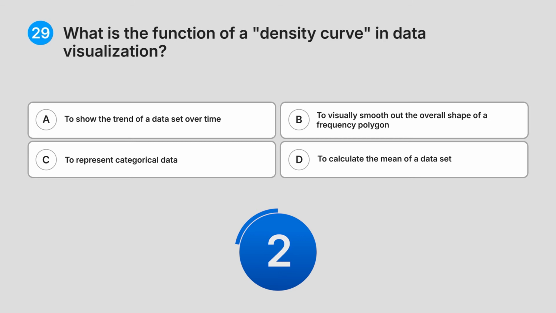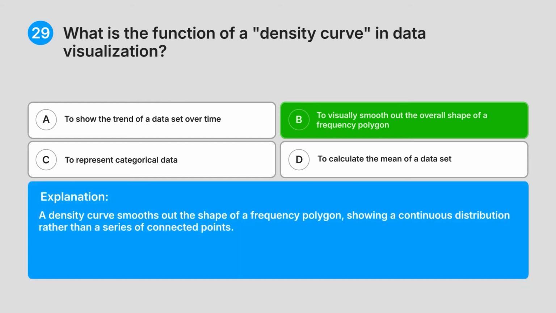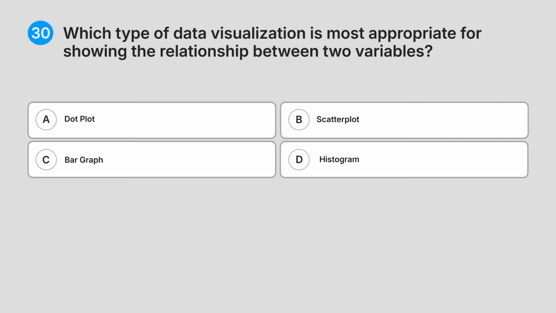Correct answer. B. To visually smooth out the overall shape of a frequency polygon. Explanation: a density curve smooths out the shape of a frequency polygon, showing a continuous distribution rather than a series of connected points. 30. Which type of data visualization is most appropriate for showing the relationship between two variables?